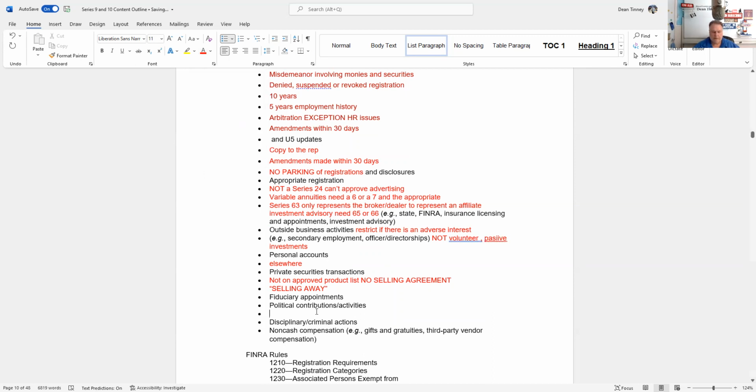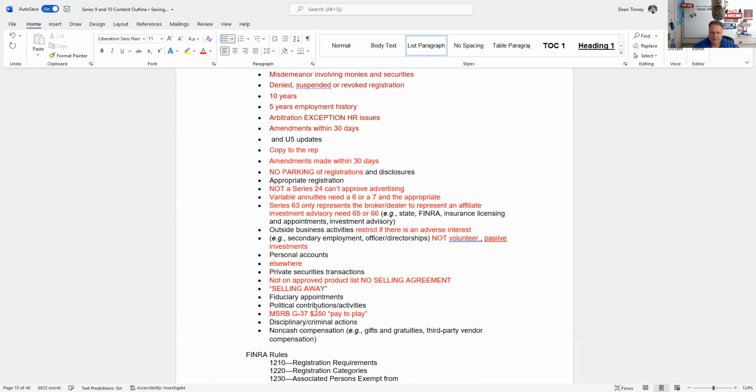I would worry about MSRB G20, G37. The MSRB, the Municipal Securities Rulemaking Board, has A rules, administrative rules. They have G rules, general rules, and they have definitional rules. And so G37 is about political campaign contributions. The way we say this is pay to play.